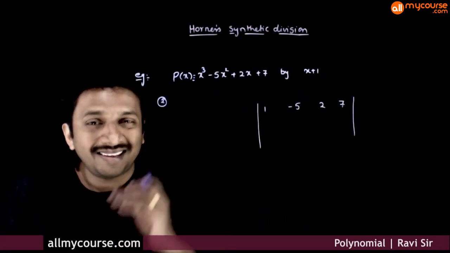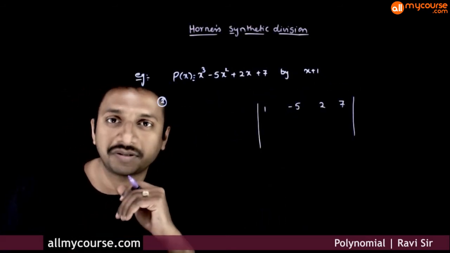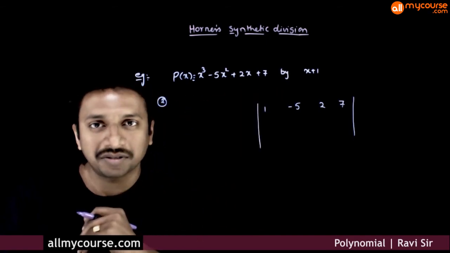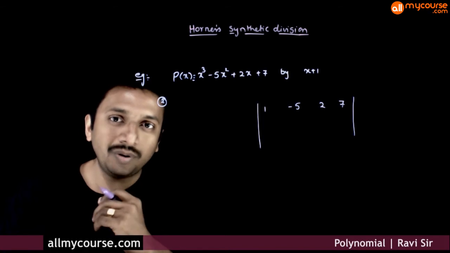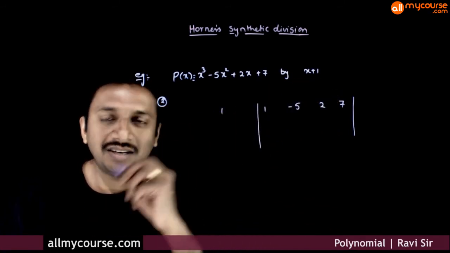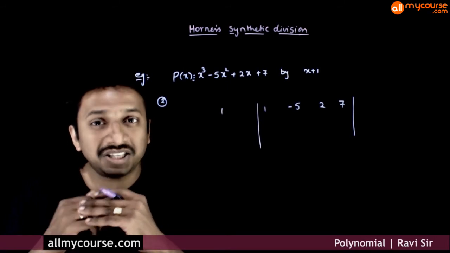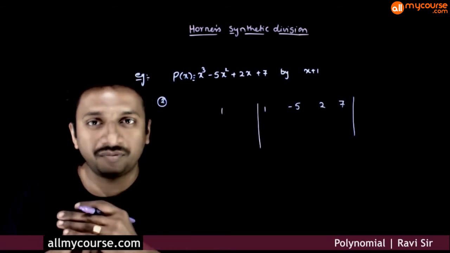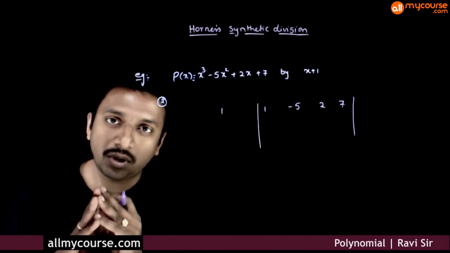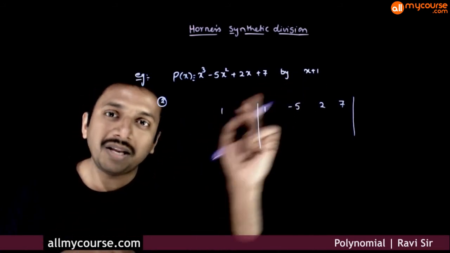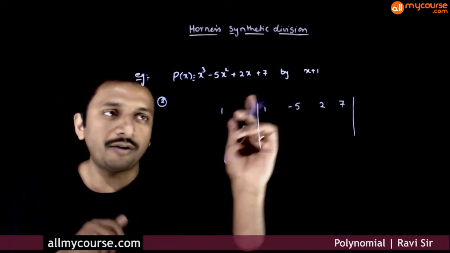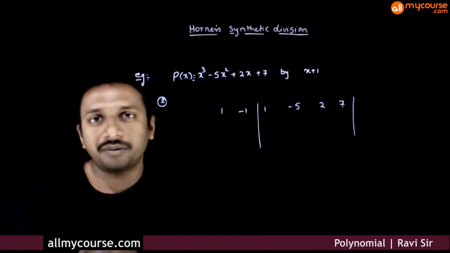So let us look at the next level of simplification in Horner's process. We are going to solve the same question by a further simplified process. Here, what we do is, we take the leading coefficient of the divisor as it is, but we change the signs of all the remaining coefficients. So the leading coefficient 1 is written as 1, but all the remaining coefficients will have the signs changed. That is, instead of plus 1, we write minus 1 here.